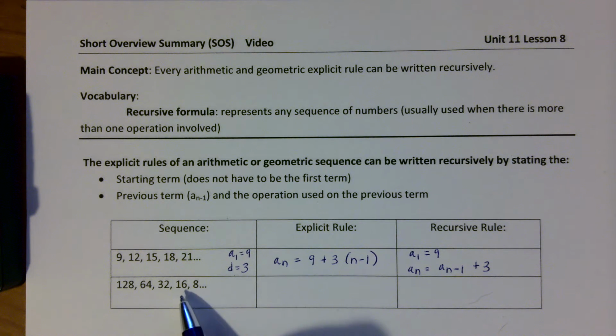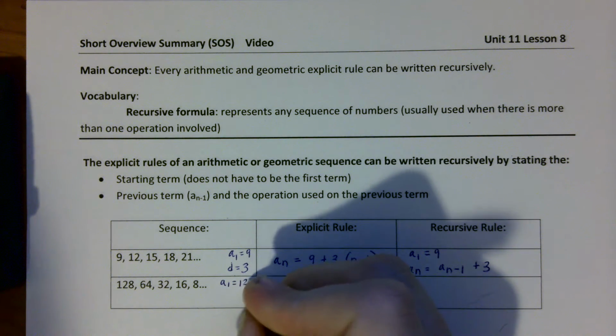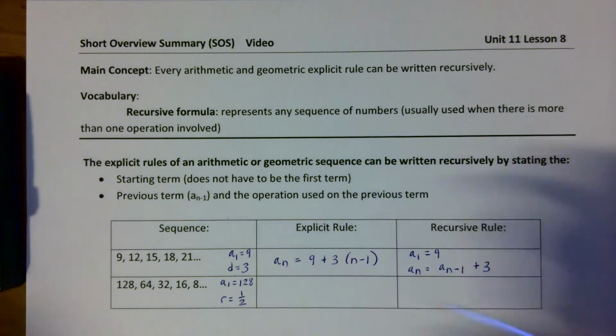Okay, let's take a look at this sequence. We're definitely not subtracting or adding the same number, because here there's a big gap, here there's a smaller gap. So it's probably a geometric sequence. Let's try this. 8 divided by 16 is 1/2. 16 divided by 32 is 1/2. 32 divided by 64 is 1/2. So we know our first term is 128, and we know our common ratio is 1/2.